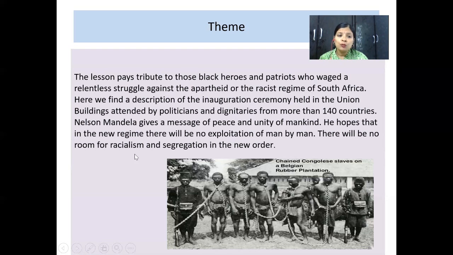There will be no room for racialism and segregation in the new order. So he makes it very clear that in the new South Africa, there will not be any racialism, there will not be any segregation. All the people will be united and together and be happy in his rule.